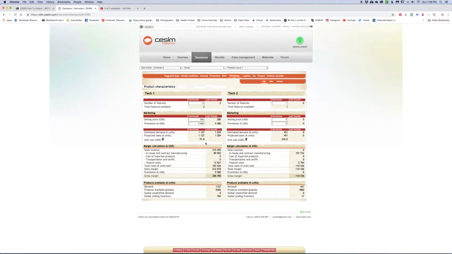This is my unit cost, $91. And this is the unit cost for Tech 2, $245. I need to determine where everyone is at with their pricing. Okay, so it's hard to be competitive here.